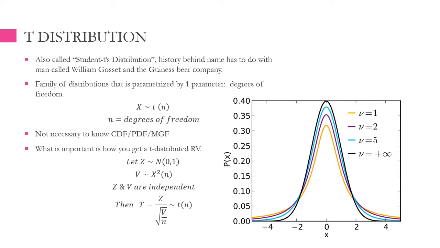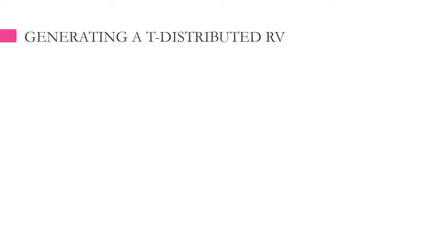But we've got all these normals and chi-squareds, so what's the use of it? Well, the use is that we have certain statistics that are distributed normally, and we have certain statistics whose distributions are related to chi-squared, so we can generate our own t. So, generating a t-distributed random variable.